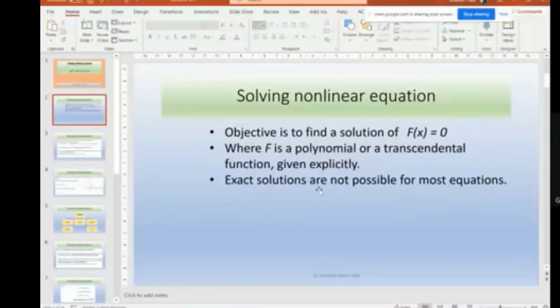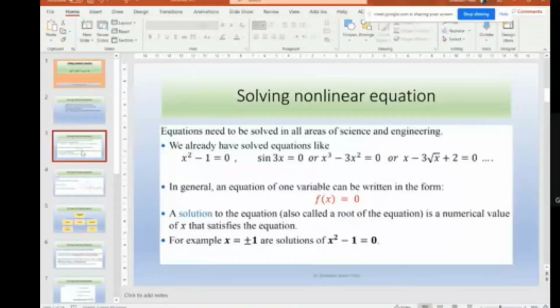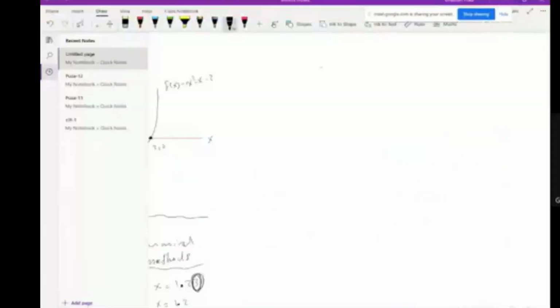We talk about that. If we could not solve an equation analytically, we will use numerical methods. Now, for example, if we want to solve this, it's easy. X squared minus 1 equals 0.